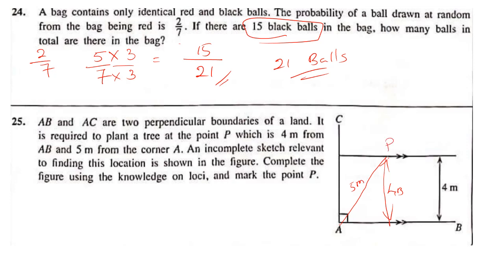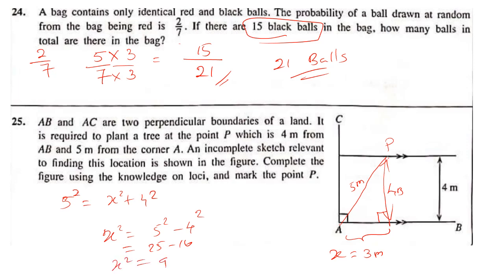Then this is the point P, and you can apply this Pythagoras theorem and you can find that this is 3 meters. So if we take this as x, 5 squared is equal to x squared plus 4 squared, right? Then x squared is equal to 5 squared minus 4 squared, right? This is equal to 25 minus 16, this is 9. Then you get x is equal to 3 meters. This is how you get the answer.